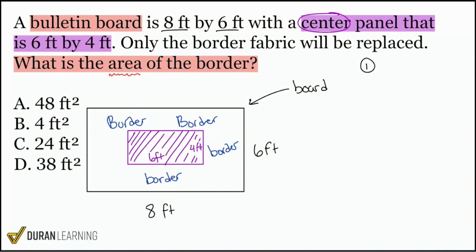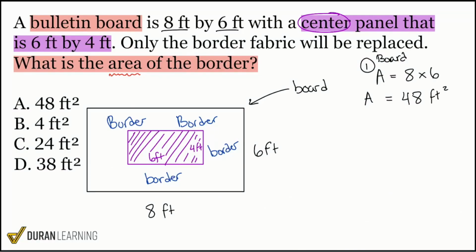And let's get to calculating right over here. Step 1, let's find the area of the board. And that's going to be 8 times 6. That's going to be pretty straightforward here, everybody. What's 8 times 6? Help me out. Yeah, that's 48. That is 48 square feet. So we have the area of the board.